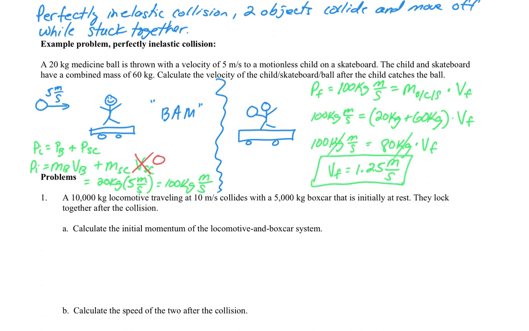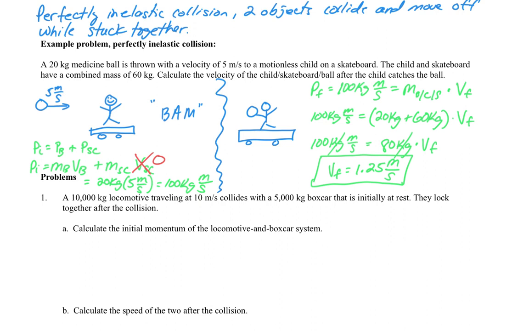It makes sense that the ball, once it combined with the person, is going to get slower. The person and the child and the skateboard are going to get faster. So the ball went from 5 to 1.25, and the person and skateboard went from 0 to 1.25, and they roll off together. That's it. That's pretty much how we do these problems.